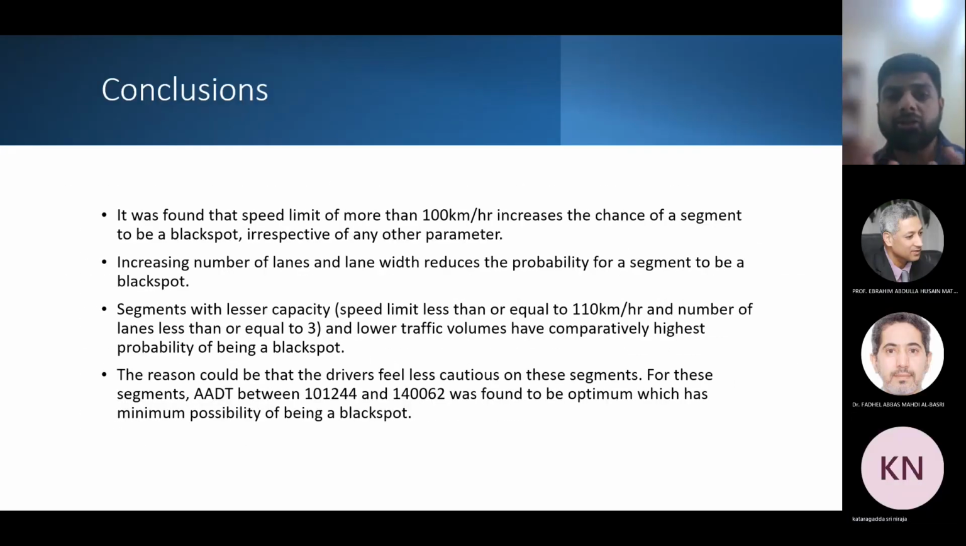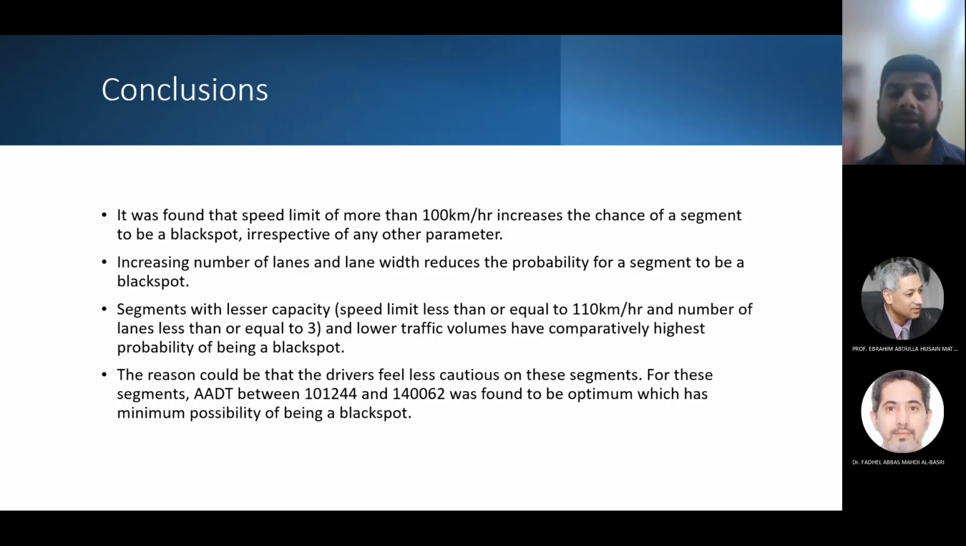So in conclusion, from our study we found that if the speed limit is more than 100 kilometers per hour, you have more chance of becoming a black spot, irrespective of any other parameter. Increasing the number of lanes and lane widths reduces the probability for a segment to be a black spot. Segments with lesser capacity, so they have lower speed limit and lower AADT, and lower number of lanes as well, have comparatively a higher probability of becoming a black spot.